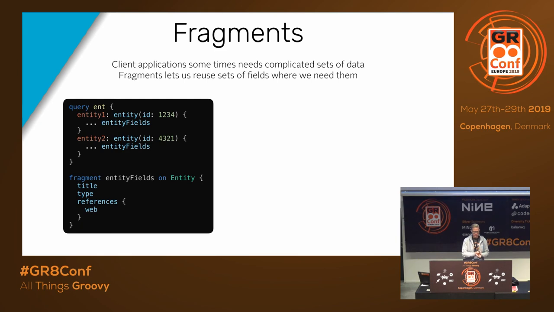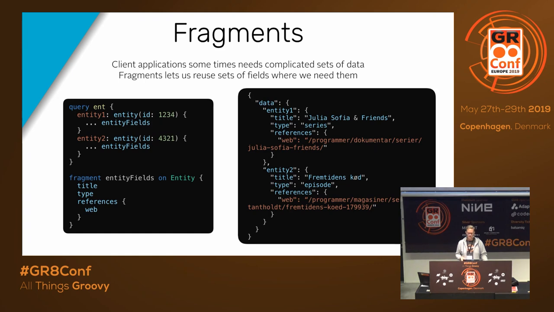Fragments. This is basically the same query as we did before. It's for two different entities. But instead of writing the same fields in both of the entities, we can use a fragment. A fragment has the keyword fragment, and then some name you call it. In this example, it's called entity fields. And then on, that tells where the fragment belongs. In this case, it belongs to an entity. And in the fragment, we ask for title, type, and references. The reference is the web URL for that specific content on the website. So in that way, we can reuse the queries by using fragments. And the response is basically like before. You get the title, type, and web reference for these two entities.